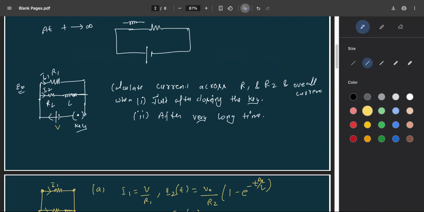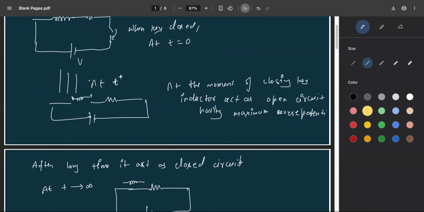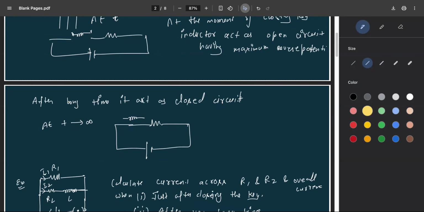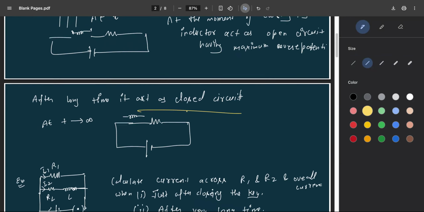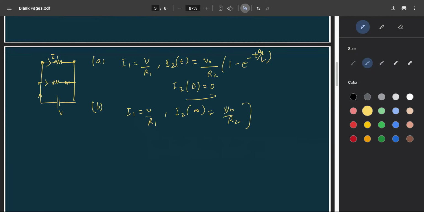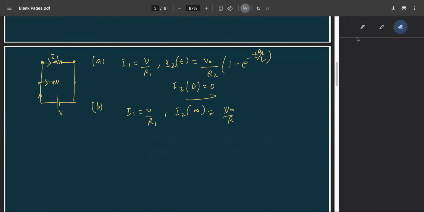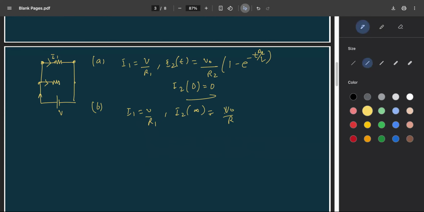I already told you, after a very long time the inductor acts as a closed circuit. It means the inductor is not going to show its effect after a very long time. Only in between does it actually show as an inductor. It shows its property of inductor for varying current. At the very start, it is like a breakdown circuit.